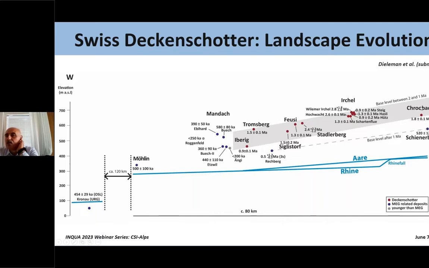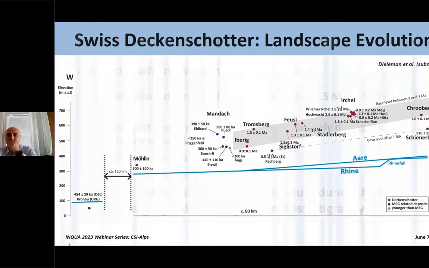So this means they belong to a cut and fill system, which was deposited from the beginning of the Quaternary until 1 million years. And then you have a distinct incision into the landscape. Then there is the deposition of the second deposits. And in the Aare River system, it looks like a completely different system. And here is the Merlin.